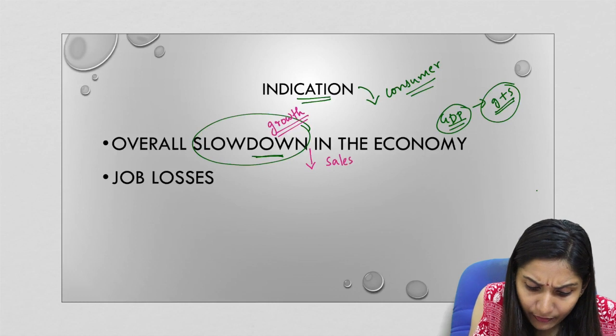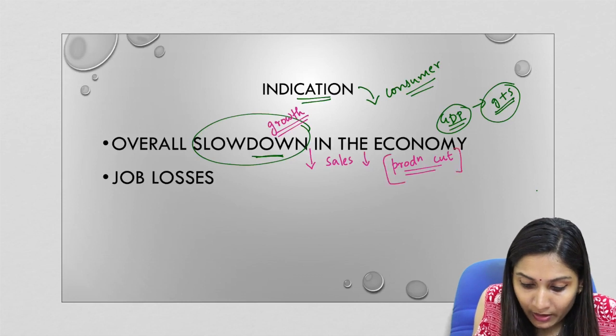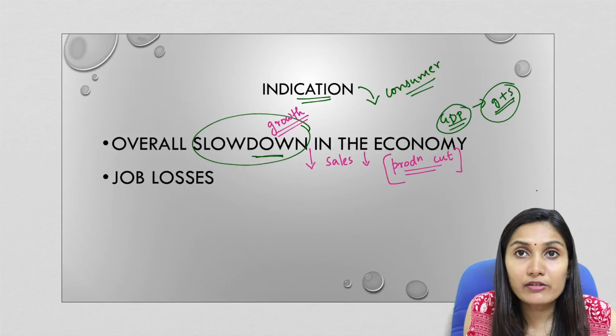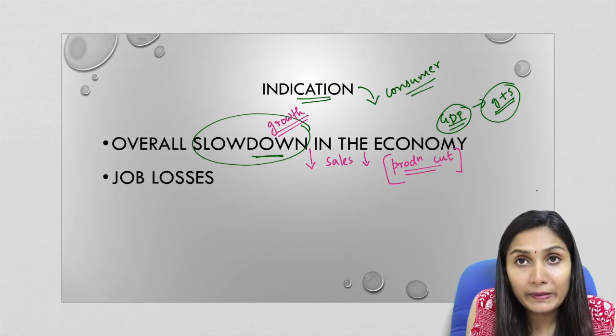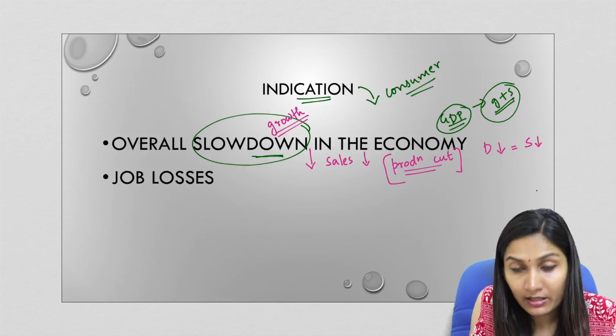With lesser sales of automobiles, we have seen that there is a production cut. This is because the manufacturers have announced a production cut or have reduced their supply. This is to meet the equilibrium. Demand is less, therefore supply has also been reduced.